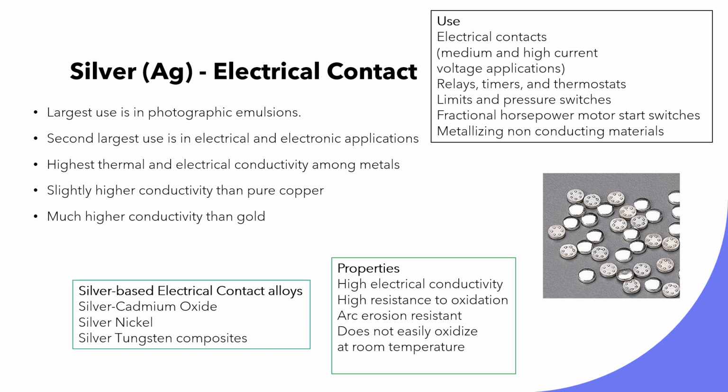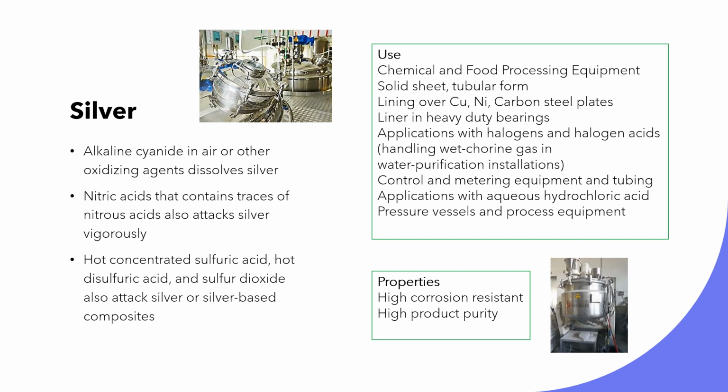Silver-based electrical contact alloys. We have 3 of them to make silver-based electrical contact. So these alloys are silver cadmium oxide, silver nickel, silver tungsten composites. So these are your alloying elements. So we're adding cadmium oxide into silver, okay? Nickel into silver, tungsten into silver, okay? Alright, we're going to continue silver.